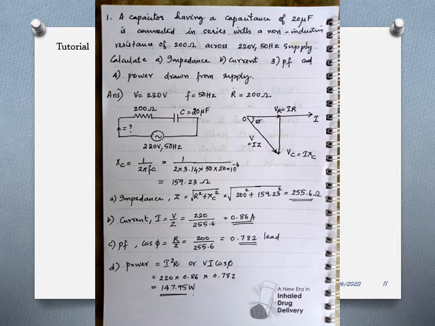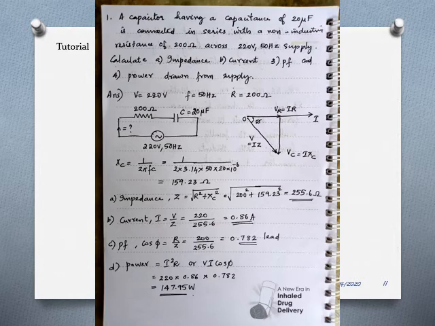Next you need to find the total current of the circuit. Total current I is equal to total voltage V divided by the total impedance. So I is equal to V by Z. That is 220 divided by 255.6. So you get it as 0.86 ampere. Now the power factor cos phi. The easiest equation is R by Z. So it is 200 divided by 255.6. So you get it as 0.782.